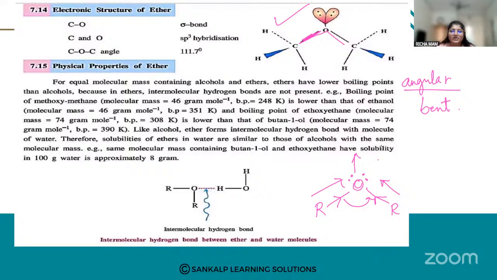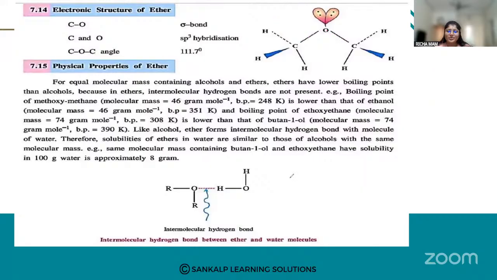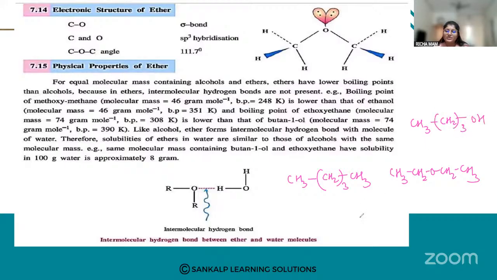Okay, next we are seeing the boiling point. When we compare, suppose we have an alkane, CH3 (CH2)3 CH3. Then we have a diethyl ether, and an alcohol, that is CH3 (CH2)3 OH. So this is n-pentane, this is diethyl ether, and this is butanol, because there are four carbons and at one position you have the alcohol. All of these have almost the same mass.